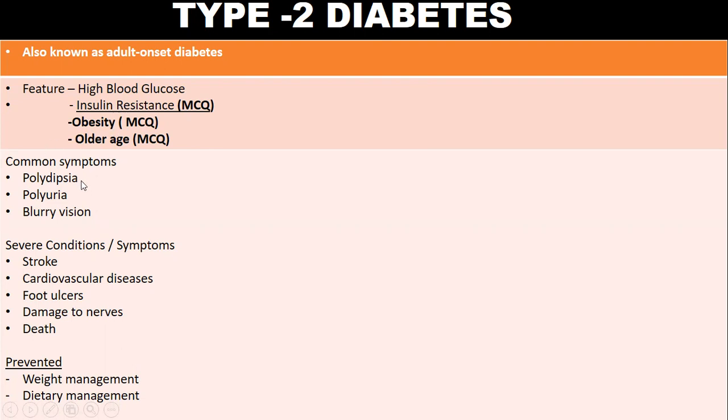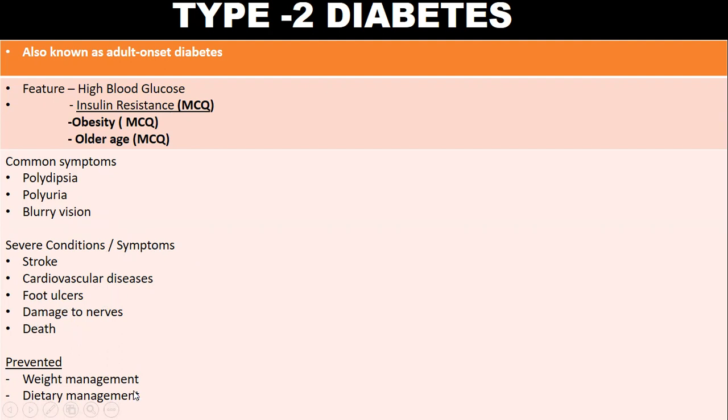Common symptoms can be polydipsia, polyuria, blurred vision, and all the common symptoms which we have already seen in type 1 diabetes. Then the severe conditions are the same as we see in type 1 diabetes, that is stroke, cardiovascular diseases, foot ulcers, damage to nerves, and ultimately, if it is not cured or not managed properly, the patient leads to death. And it can be prevented.